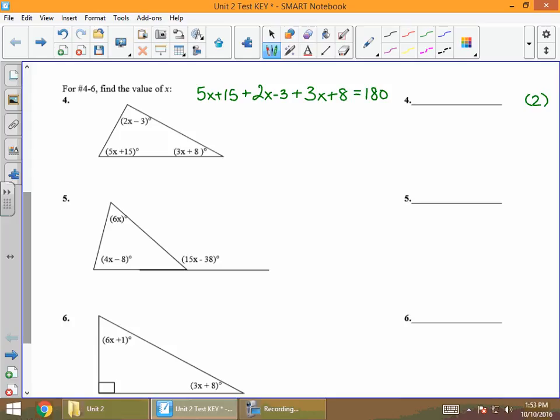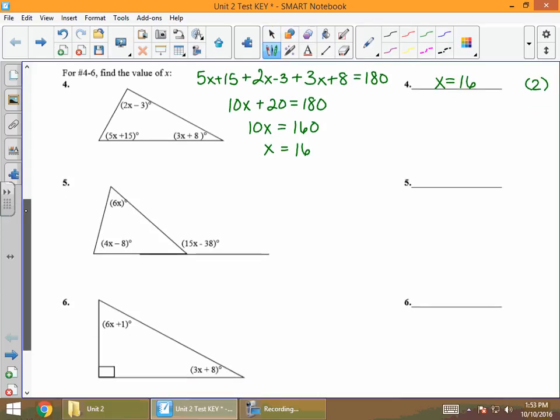So let's combine like terms. 5x, 2x, and 3x is 10x. And then we have 15, negative 3, and positive 8. That is 20. 10x plus 20 equals 180. Subtract 20 on both sides. So 10x is 160. Divide by 10, and x is equal to 16. So again, you got 1 point if you added them all up equal to 180. Then if you did all the work right, you would have gotten the other point.